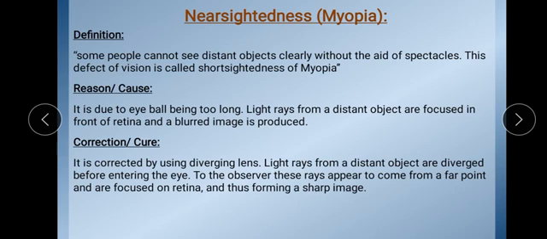How can it be cured, or what is the correction of this defect? It is corrected by using a diverging lens. Because the image is in front of the retina, we have to diverge the rays so they will meet at a greater distance than before. The rays appear to come from a far point and are focused on the retina. The diverging lens is used. In other words, you can say a concave lens is used to cure this defect.